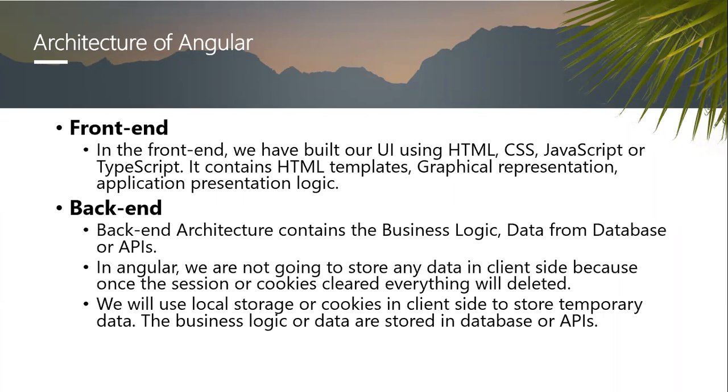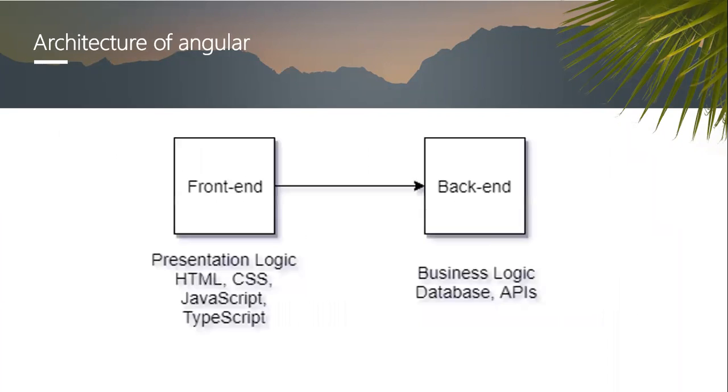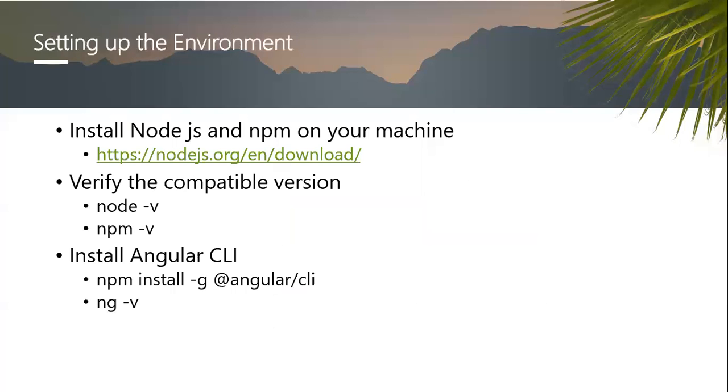So Angular is purely a front-end framework, which will pick the data from the database via APIs or web services and provide the information. So these will be the things we talk about. Frontend will have presentation logic: HTML, CSS, JavaScript, those kinds of things. Backend will purely have APIs, business logic, and the database.